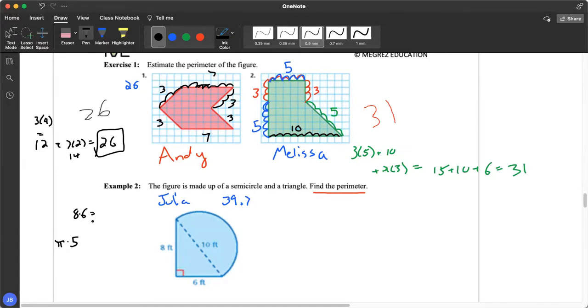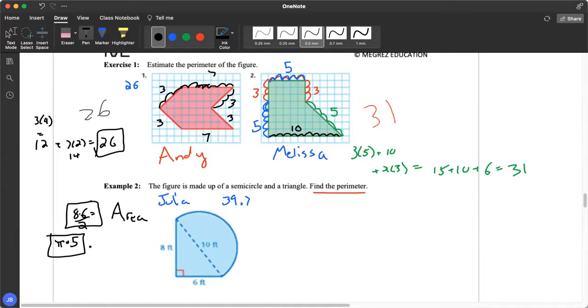Okay. So we have to be careful. When you did 8 times 6 and then divided it by 2, that's actually how we get the area of a triangle. Oh, yeah. So this part's good. To get the perimeter of the semicircle, we do pi times 5. And that'll get us the whole perimeter of the semicircle.